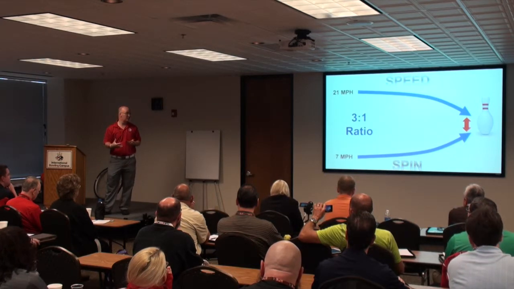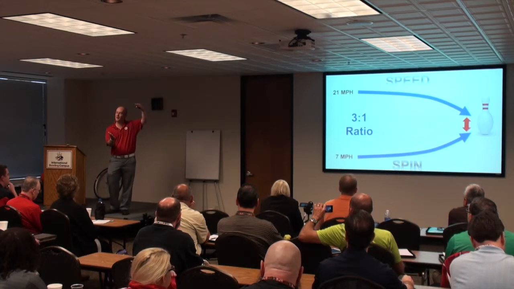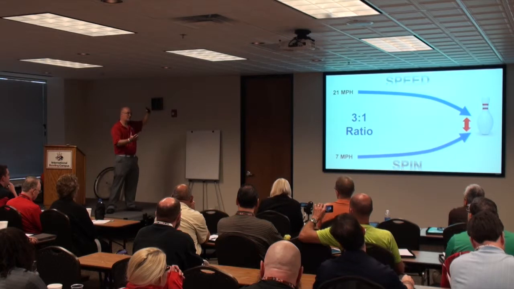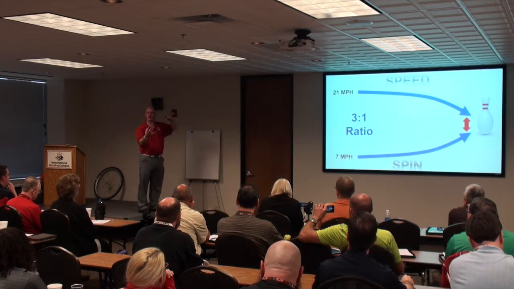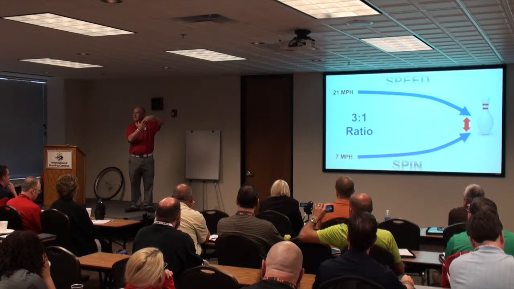Because adding surface to the bowling ball is going to make those two things happen at a quicker rate of speed. So yes, it may start off at a 3-to-1 ratio, but that surface is going to make it encounter friction faster and make those two come together and hopefully get into the roll phase at the correct time. Okay?